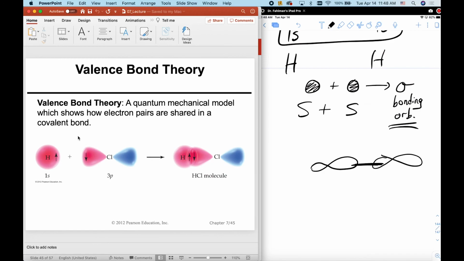And this is another type of sigma bond, where you have overlap between 2 different types of orbitals. Between a 1s of hydrogen and the 3p of chlorine, for instance, because remember, chlorine's valence electrons are in the 3p. You can overlap those, and this would be a sigma bond. So in HCl, that would still be a sigma bond.